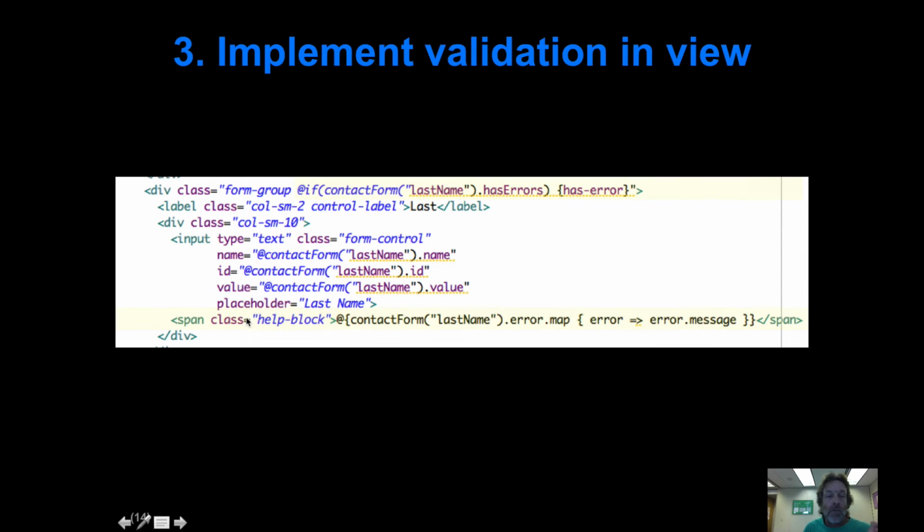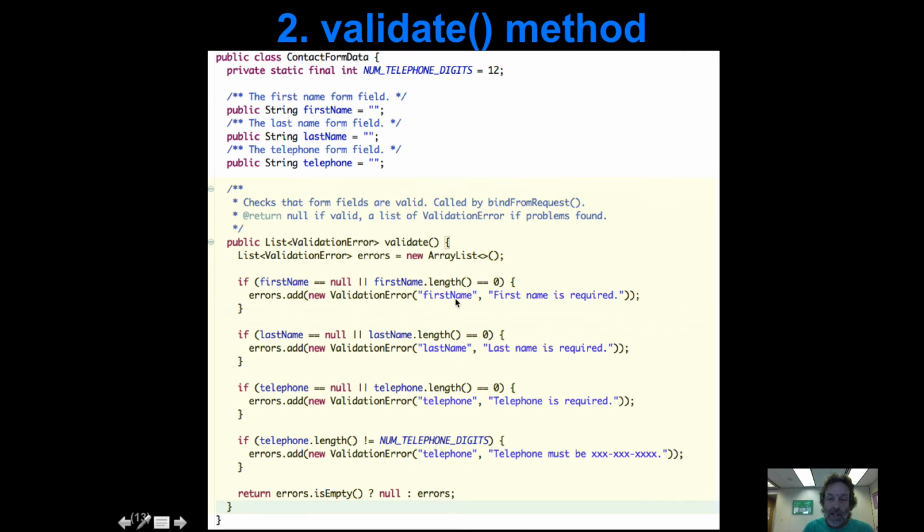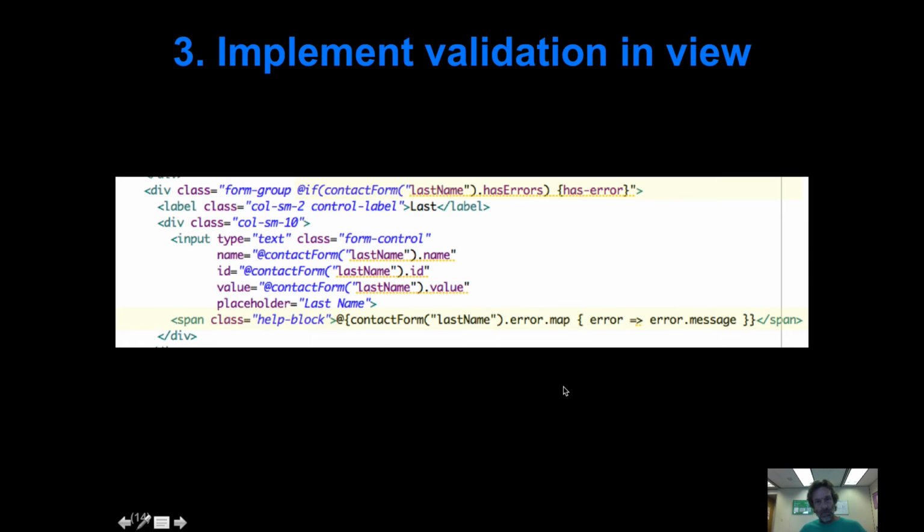And then down here, remember we wanted some help text when there's an error, and that help text was generated in our validation method. It was these fields right here: first name is required, last name is required, telephone is required. So how do we get that to appear in our form? Well, this is a little bit of Scala / Play black magic. At this point, I'm going to say you don't really have to understand this.